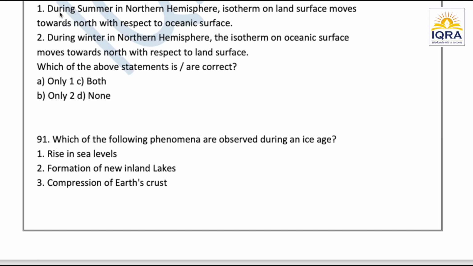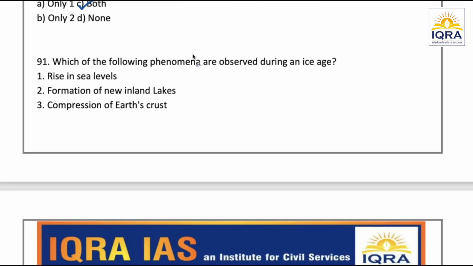Consider the following statements. During summer, in northern hemisphere, isotherm on the land surface move towards north with respect to oceanic surface. Correct. They move towards north only. Statement 2 says, during winter in northern hemisphere, the isotherm on oceanic surface move towards the north with respect to the land surface. This is also a correct statement. Hence, option C becomes the right answer for question number 90. Again, NCERT becomes crucial for this. This topic is very beautifully, very well explained there, right? So, do refer NCERT.